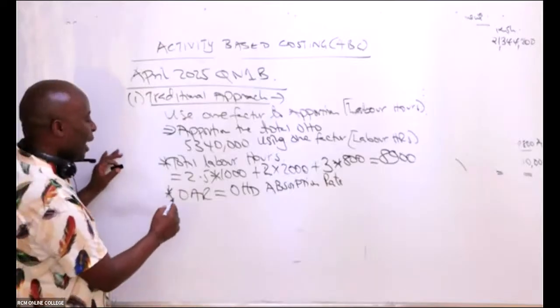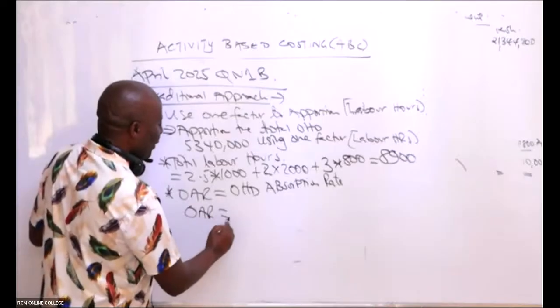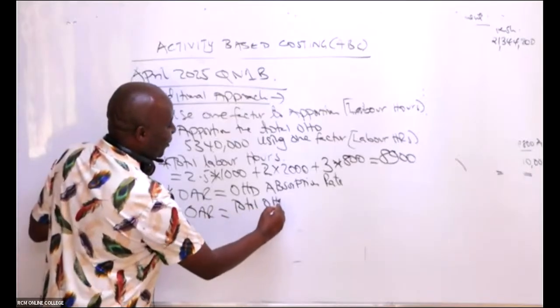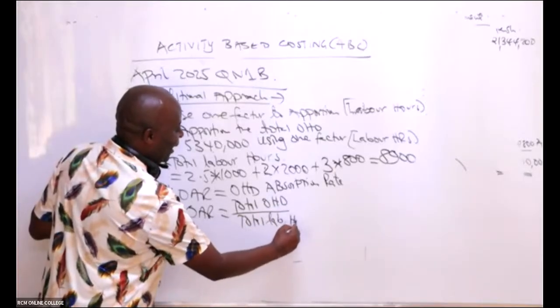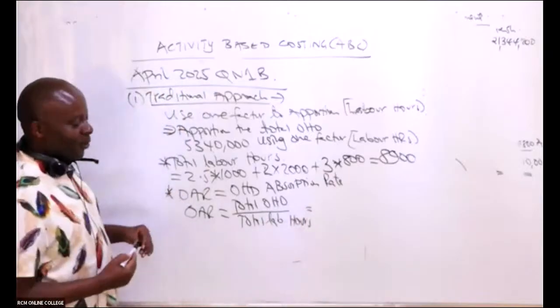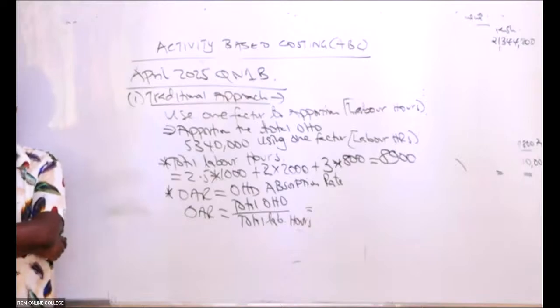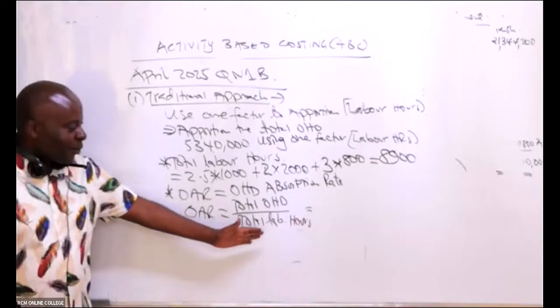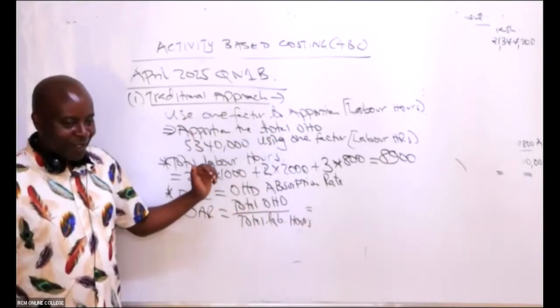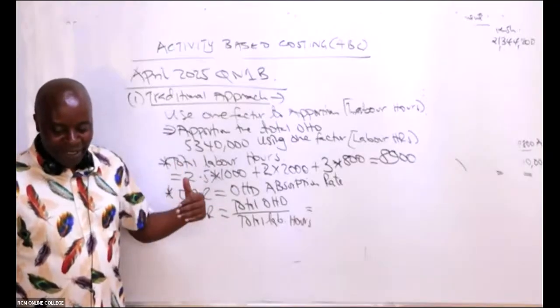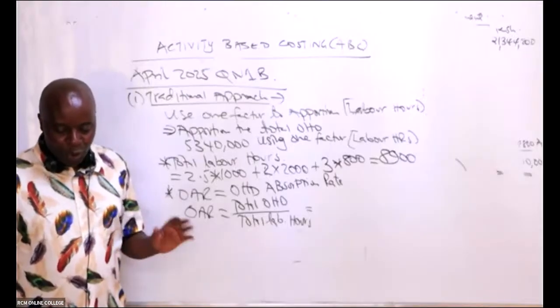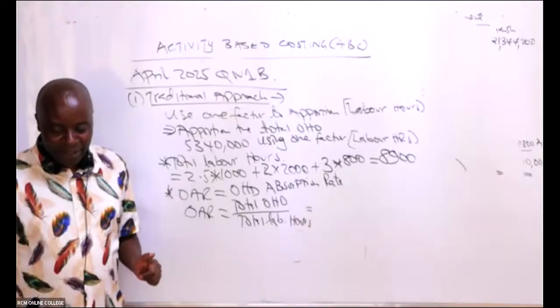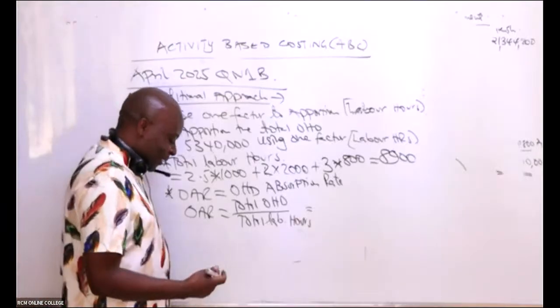How do I get this OAR? So OAR will be the total overhead all over the total labor hours. Total overhead all over total labor hours, because here we must use the factor of absorption, the basis of absorption, and the basis in this case here is labor hours. So total overhead, how much are we talking about?